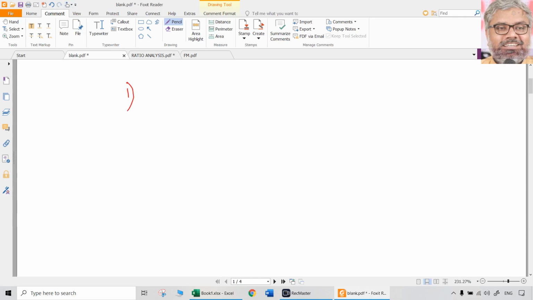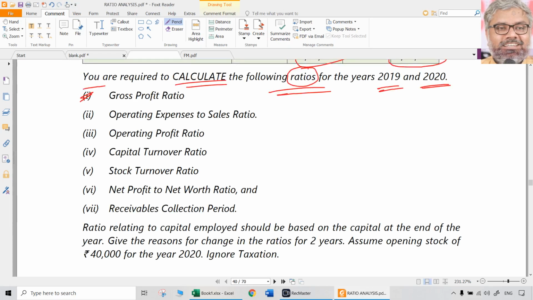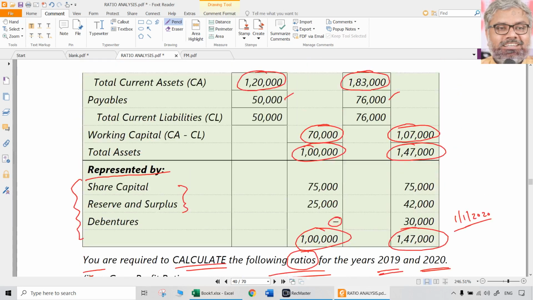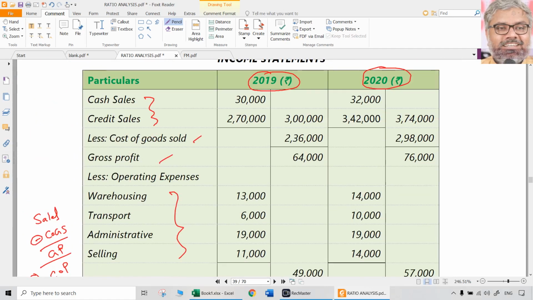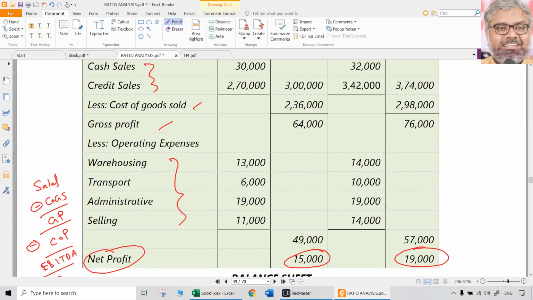Gross profit ratio, I'm not writing it again. So gross profit ratio will be what? Gross profit divided by sales multiplied with 100. In the exam, you should write both the formula and then the substitution also. But here I am doing direct substitution because you are supposed to know the formula already.